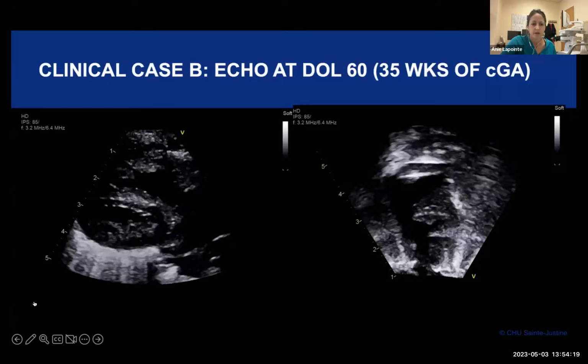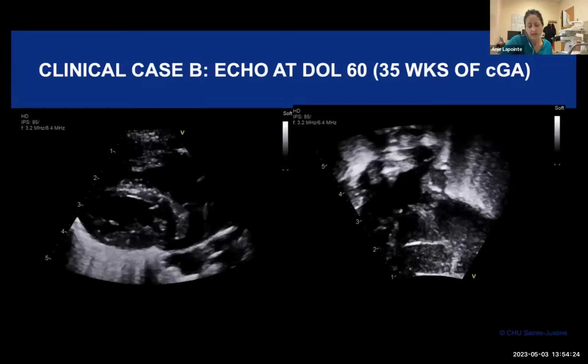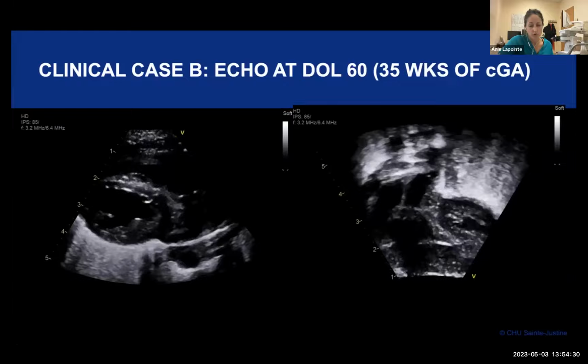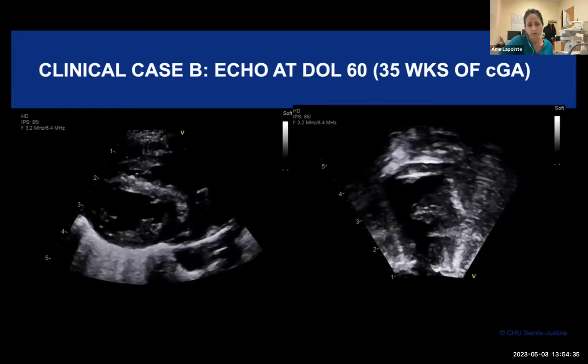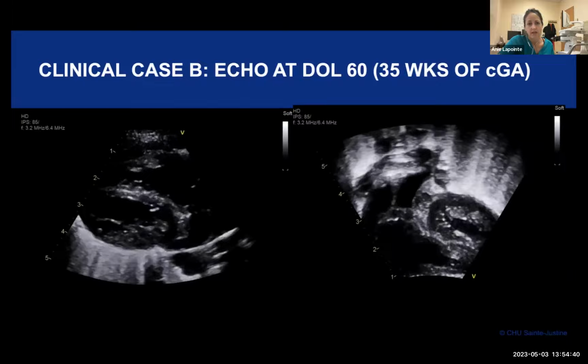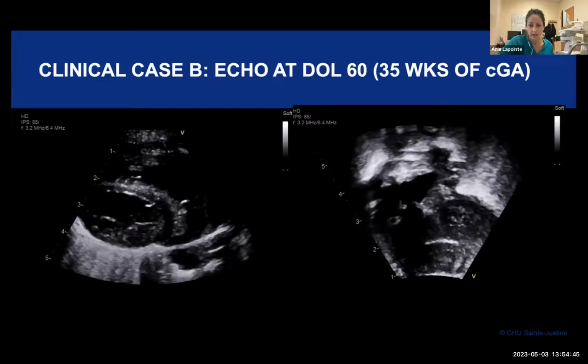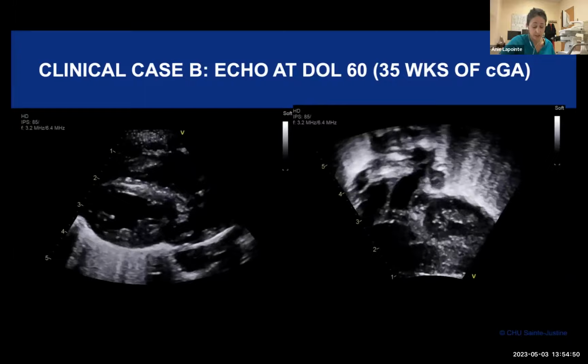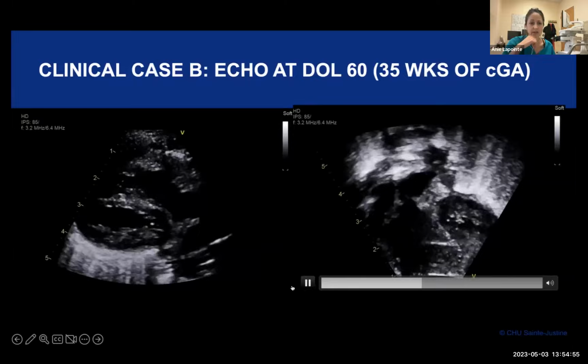Then the evolution of this 26-weeker was, I can say, typical with no major complication. He was described to have a persistent murmur that was attributed to a persistent ductus arteriosus. At day of life 60, he had a cardiac echo at 35 weeks of corrected gestational age. And what I show you here is mainly the right ventricle outflow tract.